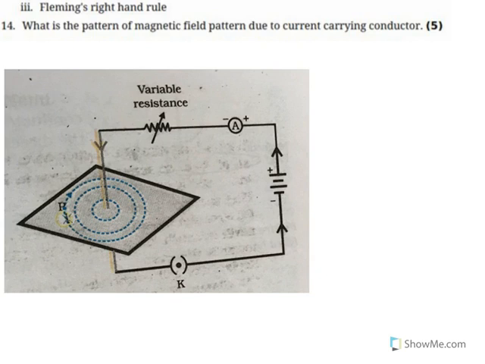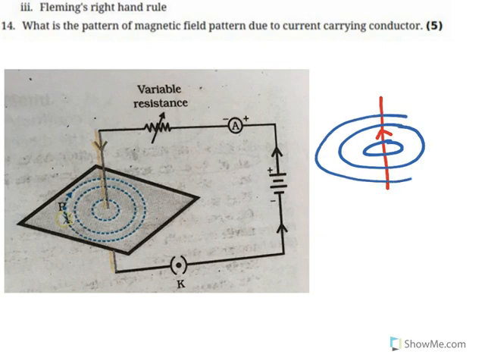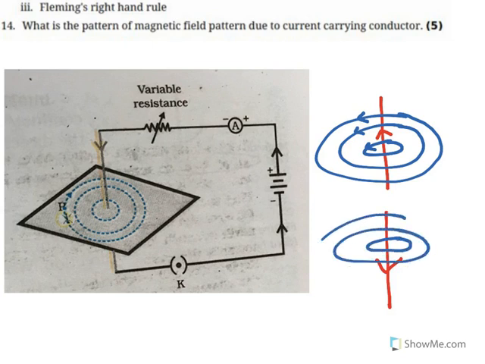What is the pattern of the magnetic field due to a current carrying conductor? Now we know this is a current carrying conductor, and the magnetic field will always be concentric circles. In this case, by the right hand thumb rule, the direction will be anti-clockwise. But if the current is downwards, again the magnetic field lines will be concentric circles, but in this case they will be clockwise. So here's a diagram for it.